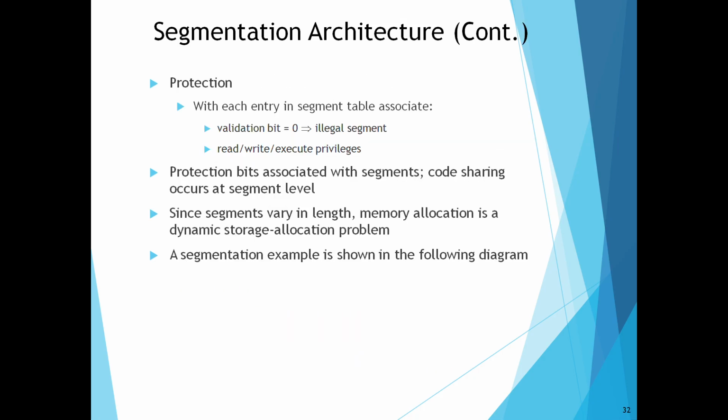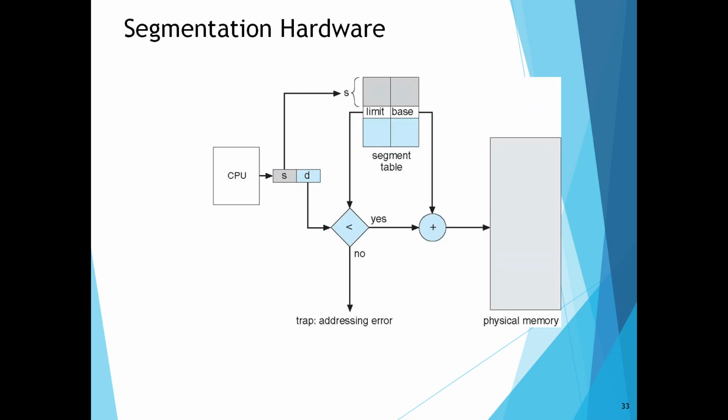Here we use protection also. Each entry in the segment table is associated with a validation bit. If the validation bit is 0, it means an illegal segment. There are also read, write, and execute privileges. So the protection bits are associated with every segment. The segmentation example is shown in the following diagram.